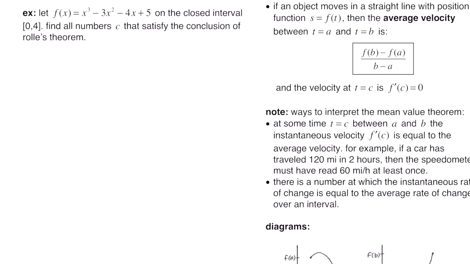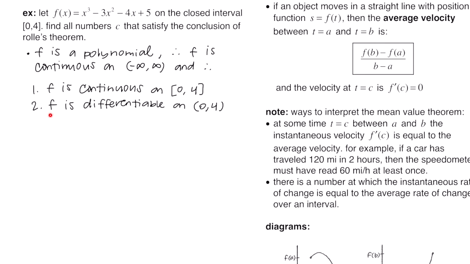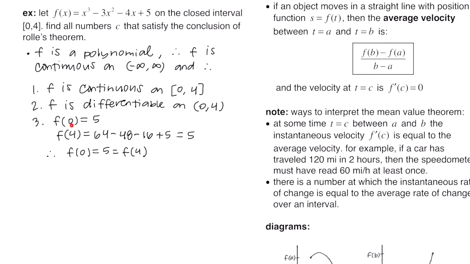This example says, let f, and here's our polynomial, be on the closed interval from 0 to 4. Find all numbers c that satisfy the conclusion of Rolle's theorem. I made a note, since f is a polynomial, therefore f is continuous for all real numbers, and therefore our first hypothesis holds: f is continuous on the closed interval from 0 to 4. Next, f is differentiable on the open interval from 0 to 4. And then finally, I plugged in the endpoints into f, and you can see when you plug in 0, you get 5, and when you plug in 4, you also get 5. So we've just shown that f of 0 equals f of 4. Since all three of these are satisfied, Rolle's theorem can be applied.